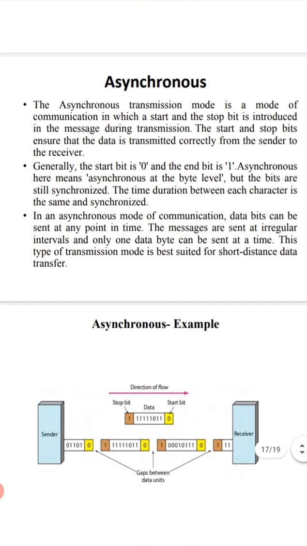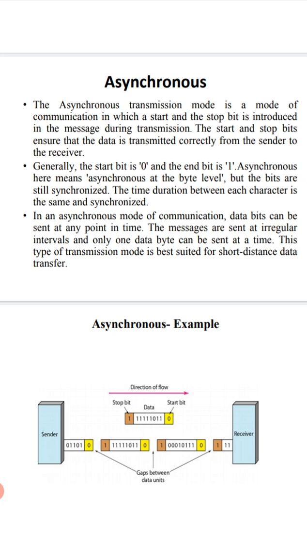Then asynchronous. The asynchronous transmission mode is a mode of communication in which a start and stop bit is introduced in the message during transmission. The start and stop bits ensure that the data is transmitted correctly from the sender to receiver. The start bit is referred to as 0 and the end bit is 1, the end bit or stop bit. Asynchronous means asynchronous at a byte level, but the bits are still synchronized.